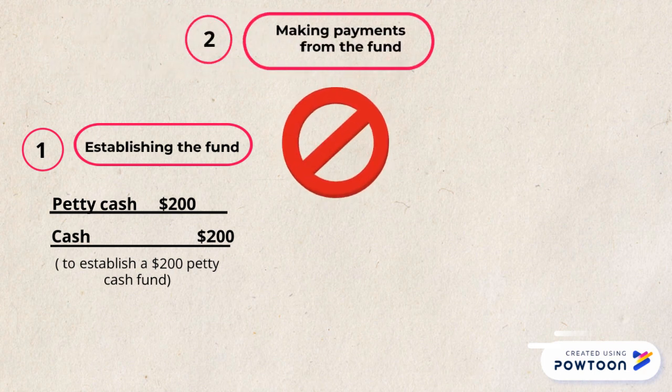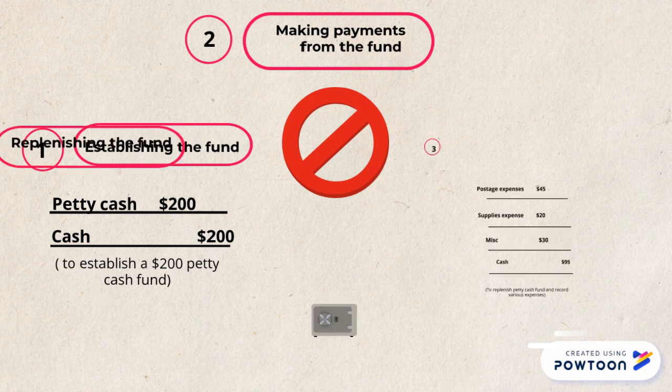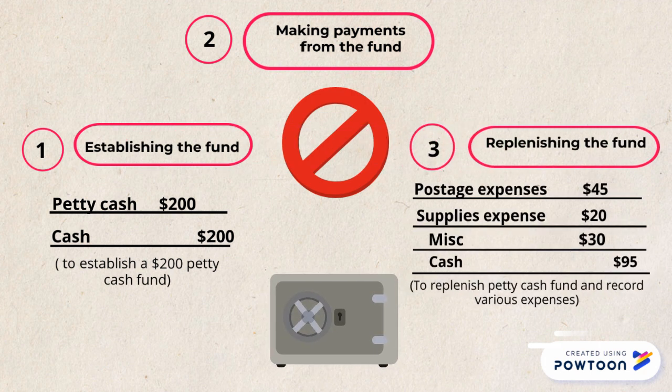No journal entries are made while making payments from the fund, and when replenishing the fund, expenses are debited and the cash account that adds up to the total of receipts is credited, as the cash no longer remains in the business.